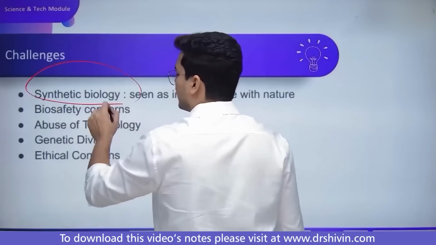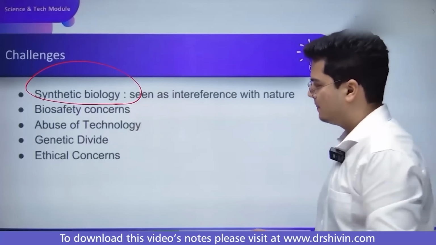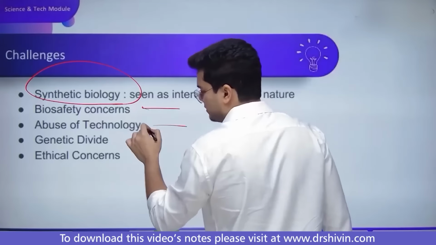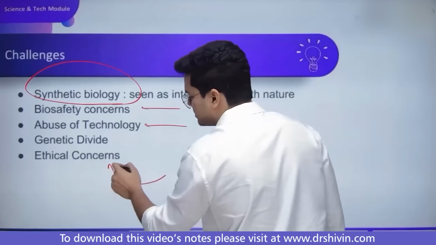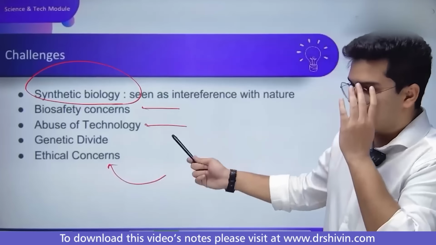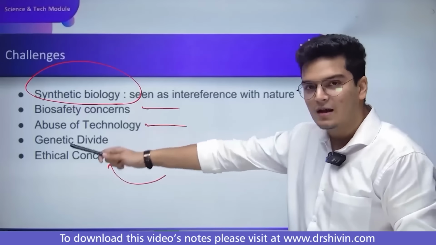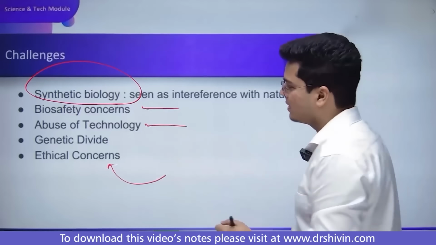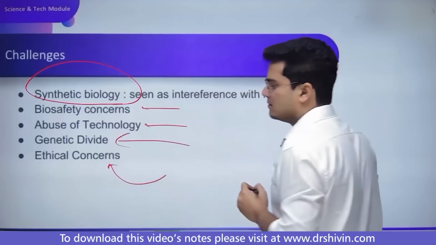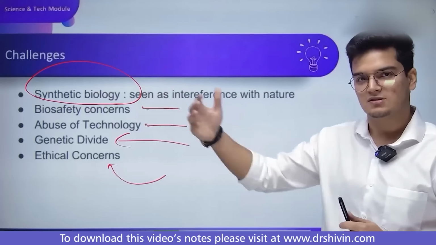Challenges तो एक तो यार we are doing synthetic biology. We are interfering with nature. There are biosafety concerns. This technology can obviously be abused. There are of course ethical concerns with regard to हम stem cells को use कर सकते हैं या नहीं कर सकते, and are we not killing people और killing embryos to get stem cells, वो कैसे होता है वो अभी बताता हूँ. And then there is genetic divide. Genetic divide, again, you know what this means. Some people are rich, some are poor.